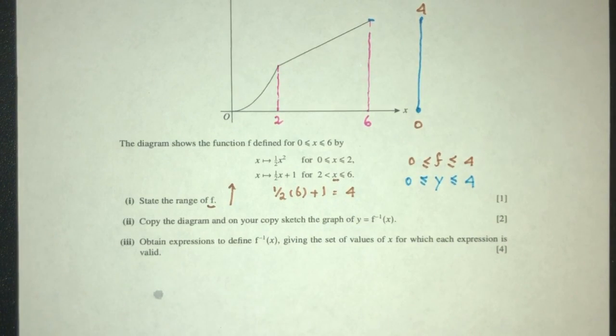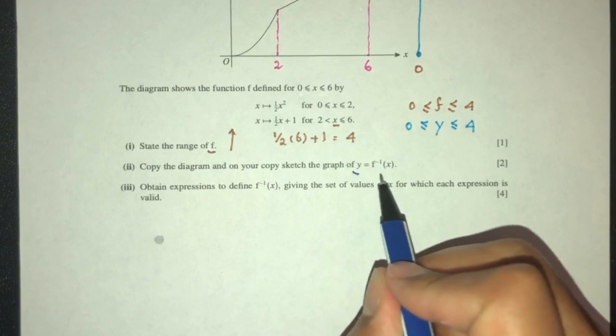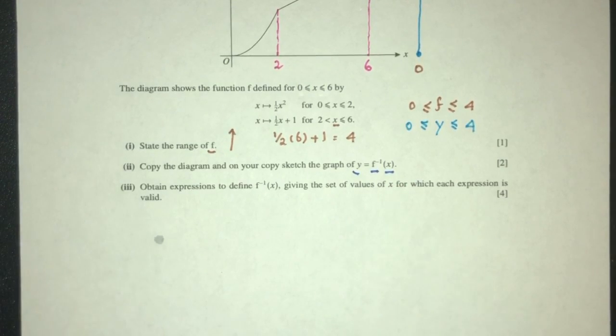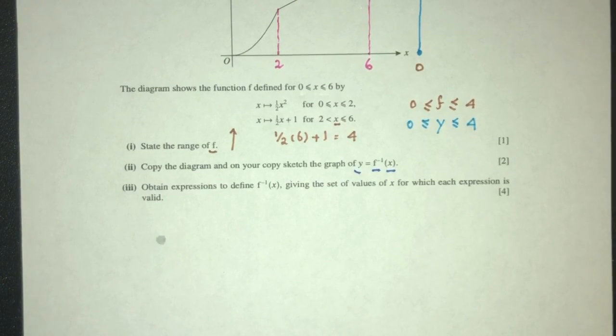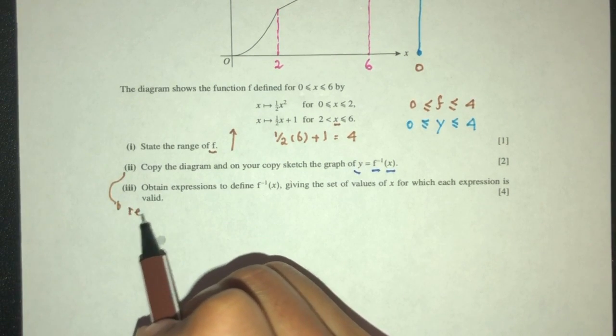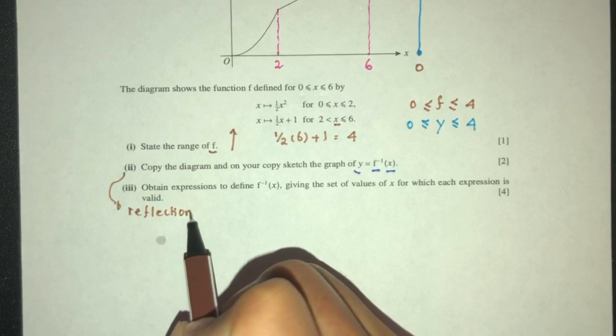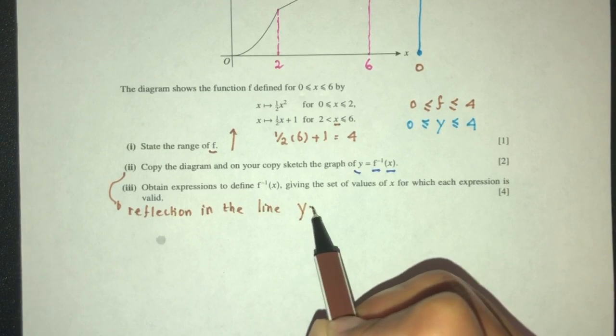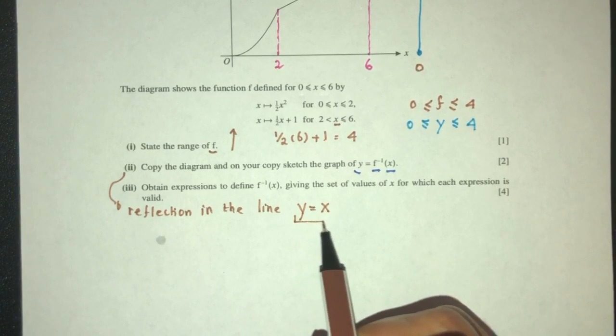Now for part 2, copy the same diagram, and on your copy, sketch the graph of y equal to f inverse of x. This is f inverse. So I will not try to recopy everything. What I can do here is understand the relationship between the graph and its inverse. We know this. It is simply the reflection in the line y equal to x. So let me draw this line first.